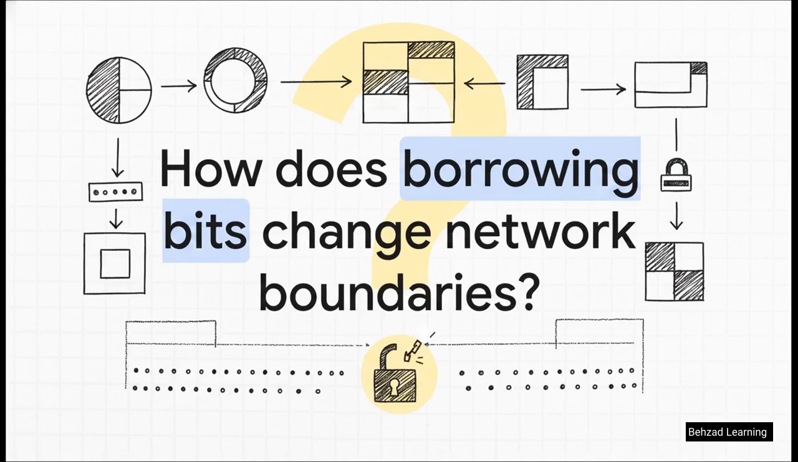Now that you've mastered classful networks, are you ready to dive into the dark art of subnetting in our next explainer? Keep that curiosity fired up because that's exactly where we're heading next.